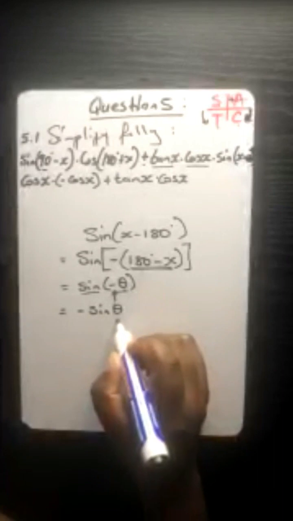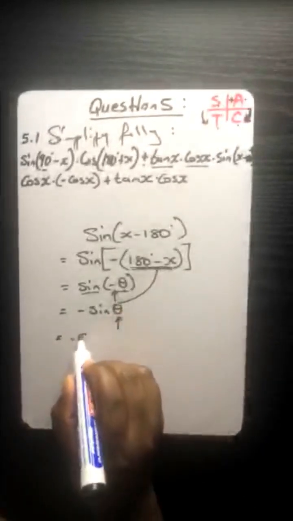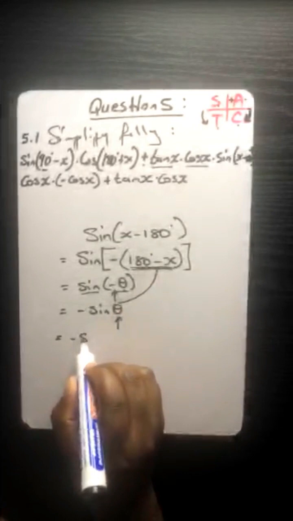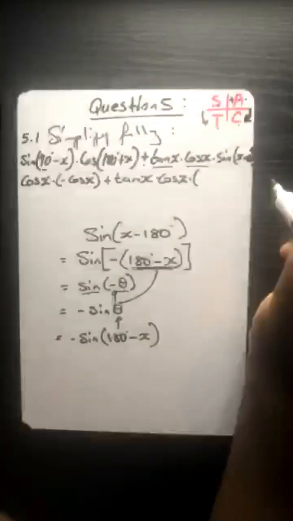But remember, in this case we are not having theta as our angle, but we are having the whole of this as our angle. So it's more like you're going to have negative of sine of 180 degrees minus that. Remember, all this work is actually to explain to you why you are just going to be writing inside the brackets.